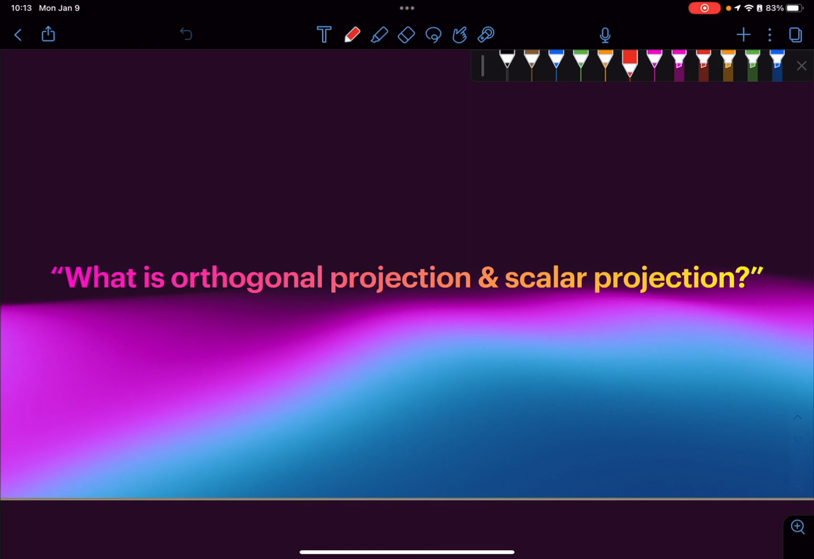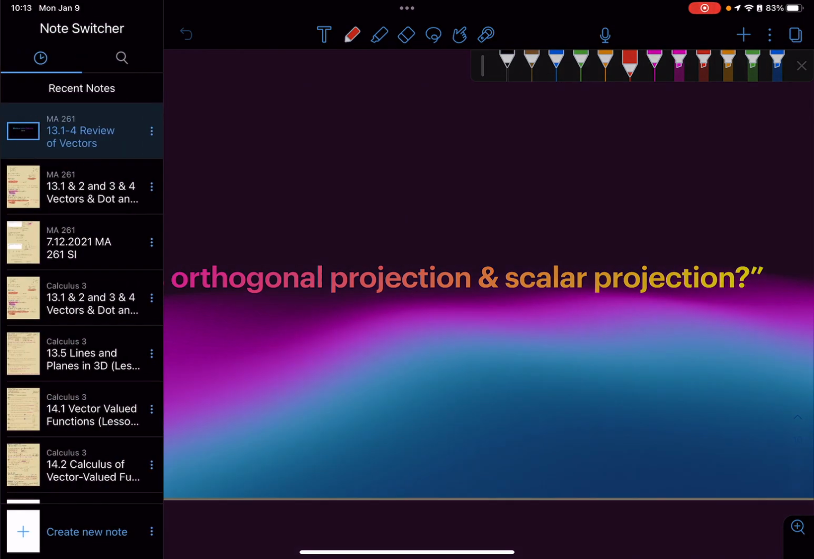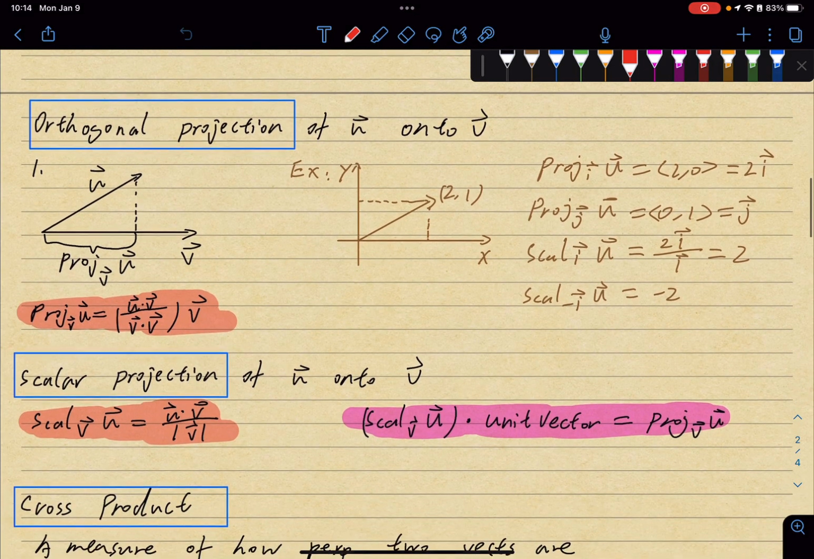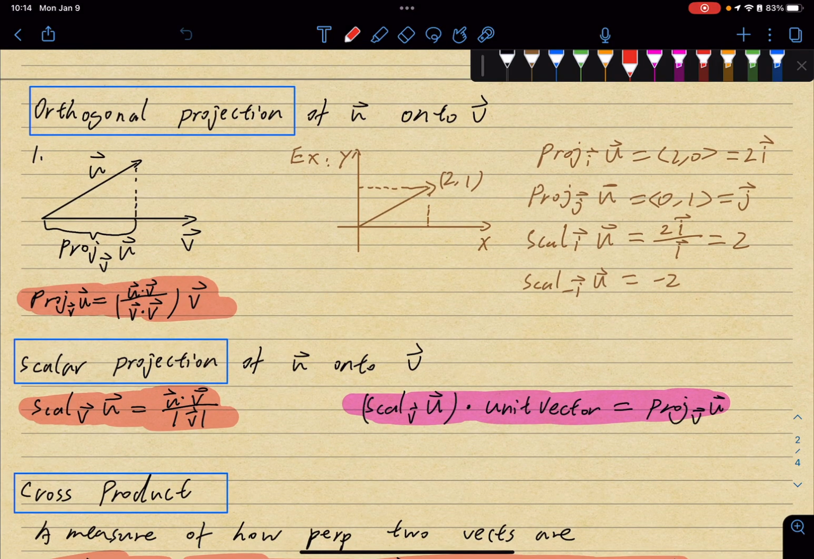What is orthogonal projection and scalar projection? Okay, this one is a little bit tricky, so I'm just going to give this away to you. If you're interested, you can go ahead and listen, but it's not a super big deal. But I think it's still interesting to know.